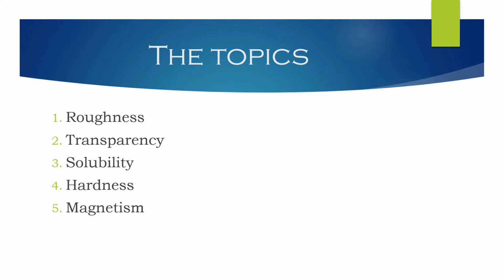The main topics we will be talking about under the classification of substances are roughness, transparency, solubility, hardness, and magnetism. There are many more topics, but I've only covered these as they are the main topics.